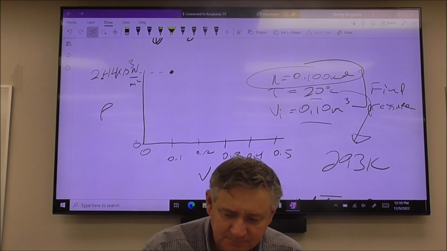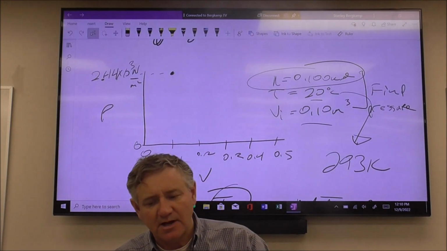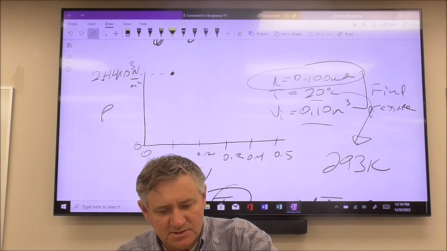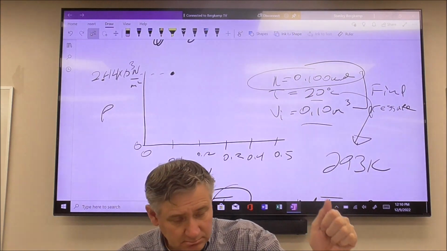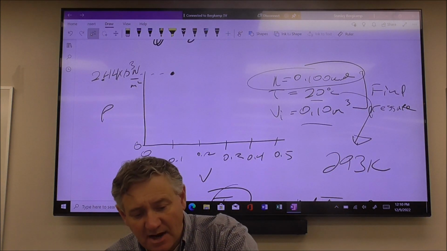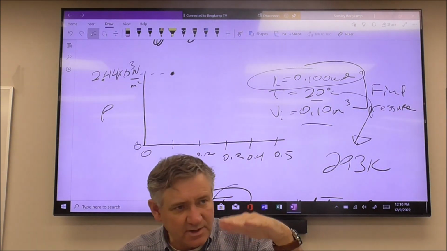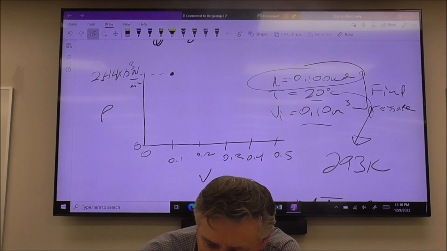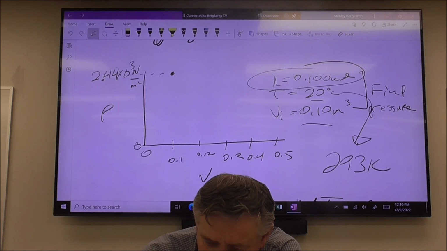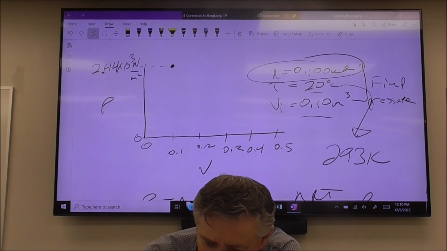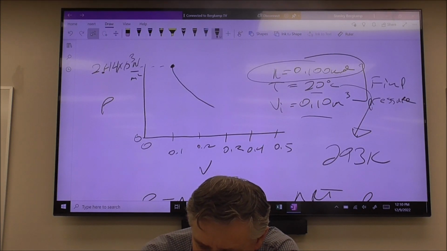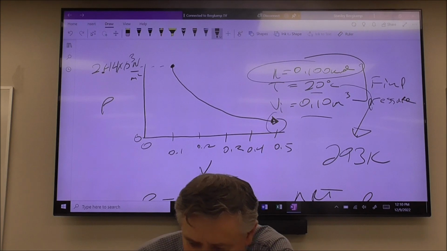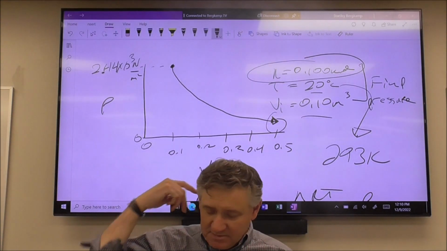We're going to say, okay, I'm going to start here, and I know the initial volume is 0.1 cubic meters. And I've got that pressure of 2,440 pascals. So what I want to do is I want to expand this gas on what we call an isothermal. You'll see why this is a curved line in just a second. So I'm going to expand that out to 0.5 cubic meters.